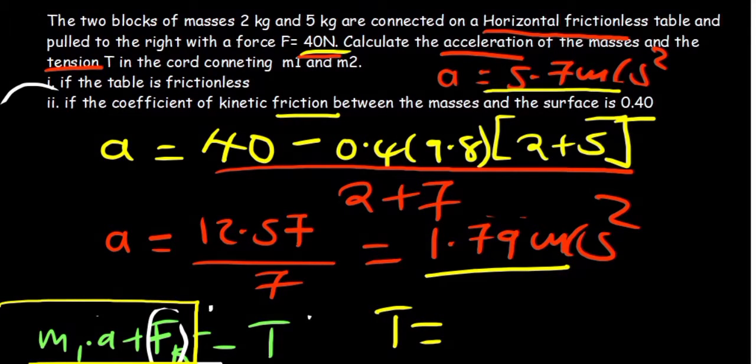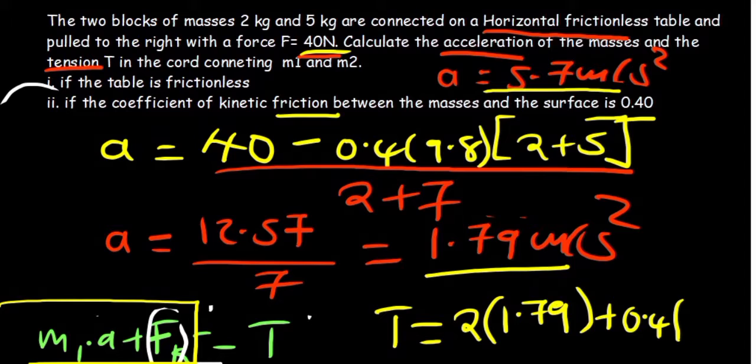Okay, so what was our mass 1? Basically our mass 1 was 2. So we have 2, our acceleration is 1.79, plus the force of friction. We said that is the coefficient of friction, which is 0.4 in this case, multiplied by what? The coefficient of friction multiplied by the normal force, which is the weight in this case.